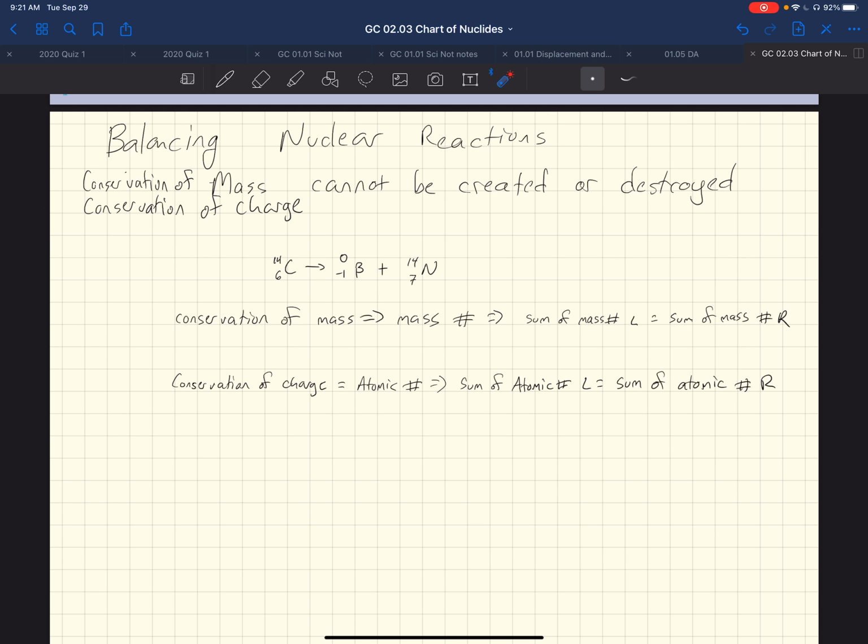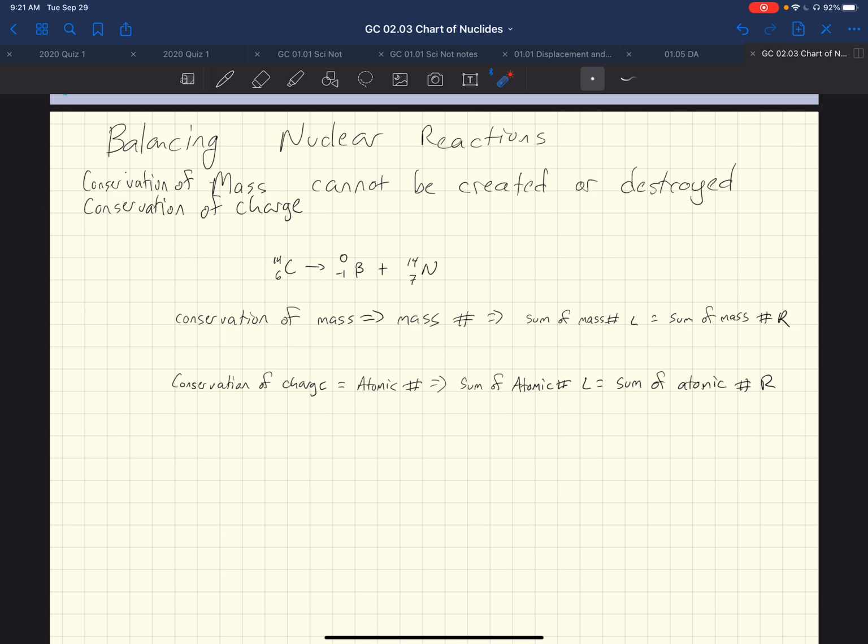The important thing to keep in mind here is that we have to follow the law of conservation of mass, meaning mass cannot be created or destroyed. Now, I know I just said that binding energy seems to violate conservation of mass, but it kind of doesn't, because that mass gets converted to energy. Here we're looking at a straight up conservation of mass.